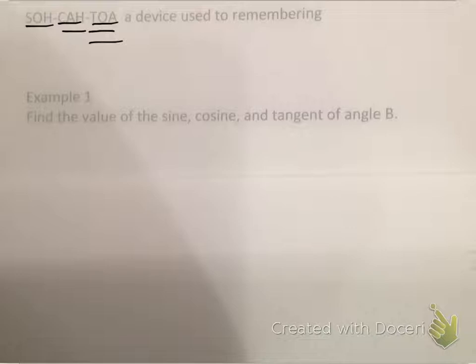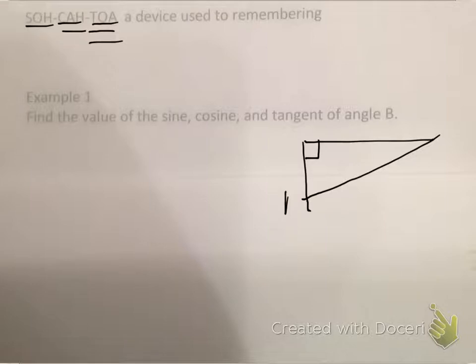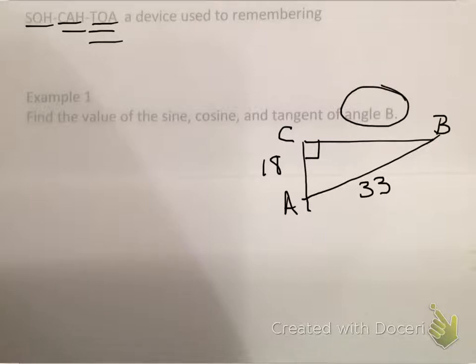Example 1 says to find the value of sine for this triangle. I'm going to draw the triangle here. It's a right triangle. These only work for right triangles. This is angle A, angle B, and angle C. And this side right here is going to be 18, and this side is going to be 33. It says to find the value of sine, cosine, and tangent of angle B. So we are focused on this angle B here.